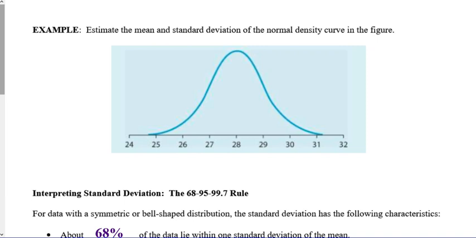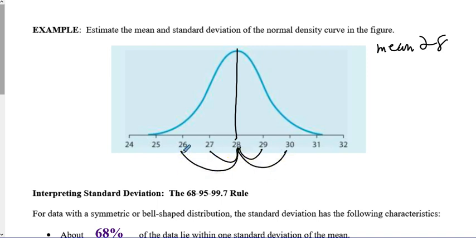Now, estimate the mean and standard deviation of the normal density curve in the figure. Well, we're going to come straight down here. So that tells me right there that the mean is 28. And then that's +1, -1, +2, -2, and so forth. So the standard deviation is 1. We could also write it this way: approximately normal 28, 1.